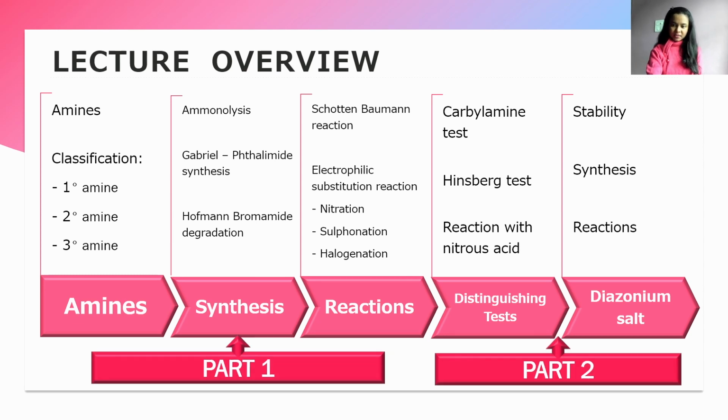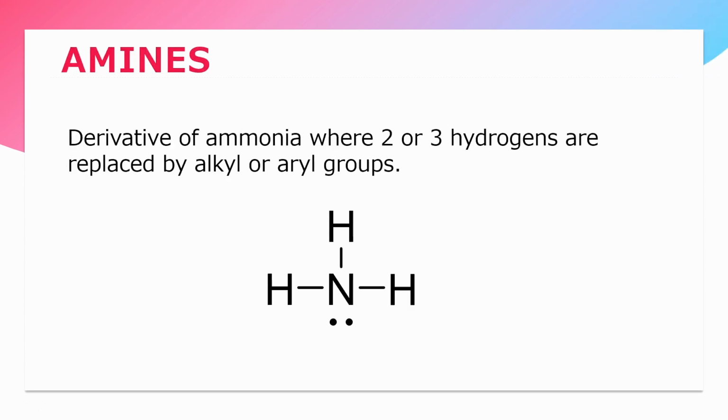This topic of amines is divided into two parts, and part 1 would be covered in this video, where we'll be talking about amines and their basic classification into 1 degree, 2 degree and 3 degree. Next we'll move on to the method of preparation, which we'll do by 3 methods: ammonolysis, Gabriel phthalimide synthesis and Hofmann bromamide degradation along with their mechanisms. And in the end we'll do some reactions that amines show, namely the Schotten-Baumann reaction and some electrophilic substitution reactions like nitration, sulfonation and halogenation. So let's start with the basic idea behind amines.